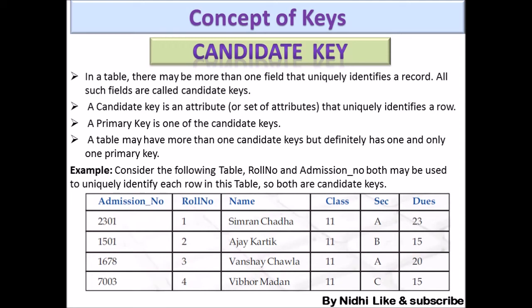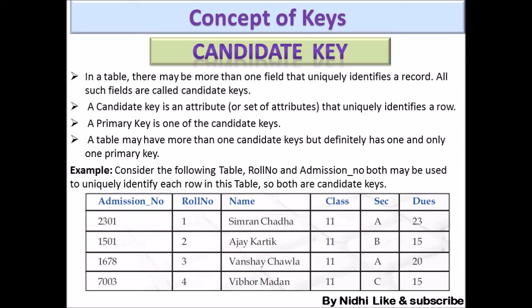So consider this example: a table with roll number, admission number, name, class, section, and dues. So these are the column names. Out of these column names, we can say admission number and roll number both may be used to uniquely identify each row. So we can say that admission number and roll number are the candidate keys for this table. That means the most eligible, or the preferred, first preferences, are known as candidate keys. So here these two are the candidate keys. They have all the capabilities of becoming a primary key.